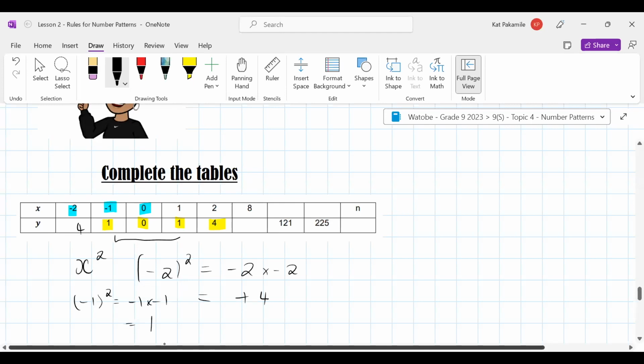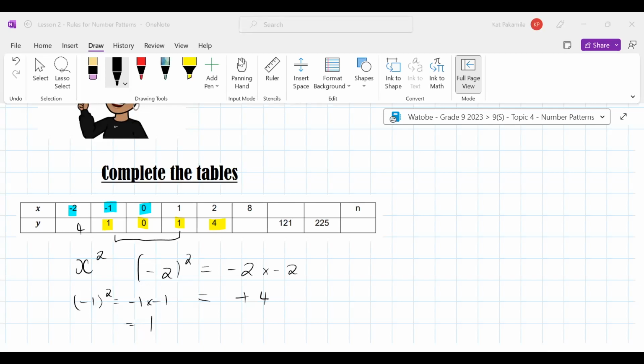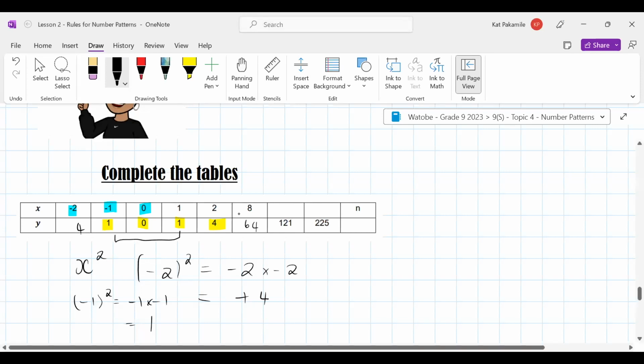It's actually a very special type of pattern. So now that we've figured it out, tell me, at number 8, where x is 8, what is our output? If we input 8, what do we get out? Thank you. 64. And then if your output is 121, what would your input have to be? What squared is 121?